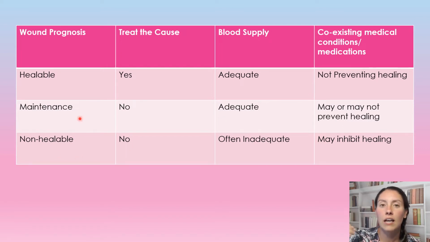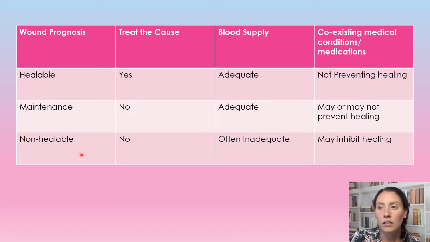Our maintenance, once again, our maintenance is a wound that is able to heal, but something is preventing it from healing or making it heal very, very slowly. So are we able to treat the cause in our maintenance? No. Our blood supply for a maintenance wound is adequate, okay? But then we have either a coexisting medical condition or medications, and we can also add in adherence to our plan of care in this category here. So this may or may not be preventing healing. Okay, so there's something with a maintenance wound that is preventing it from healing properly.